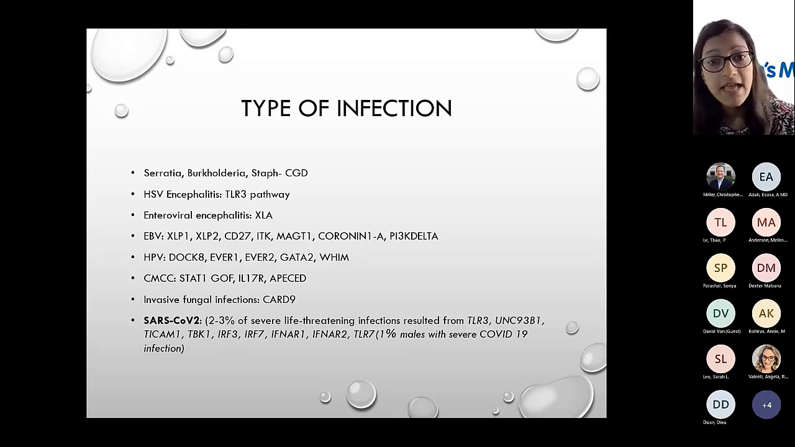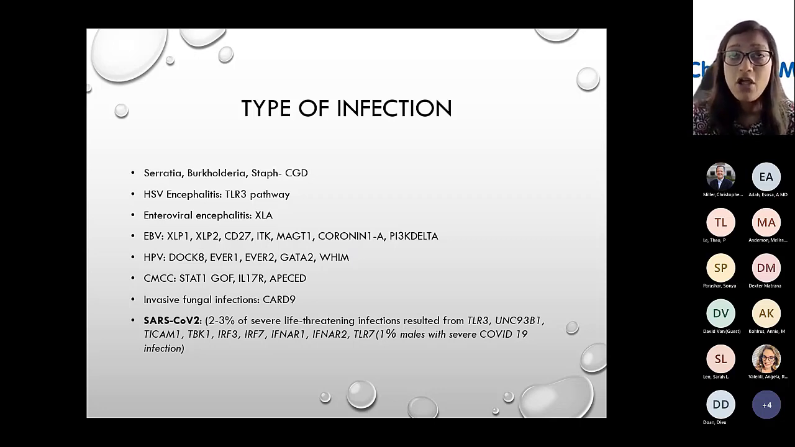Viral encephalitis has been noted with X-linked agammaglobulinemia. There is a long list of immunodeficiencies that are associated with recurrent or chronic EBV infection. And then again, HPV: you can think of DOCK8, EVER1, EVER2, GATA2, WHIM syndrome, wherever you see patients who have frequent warts or warts that are not resolved. So there's definitely a clinical aspect that you need to know.